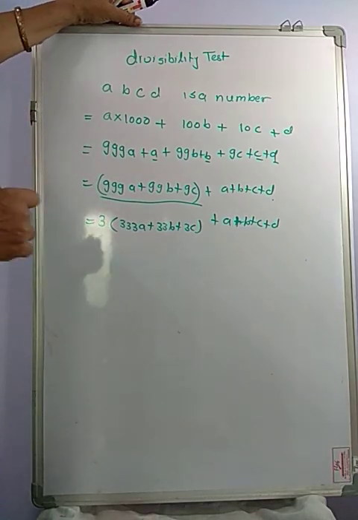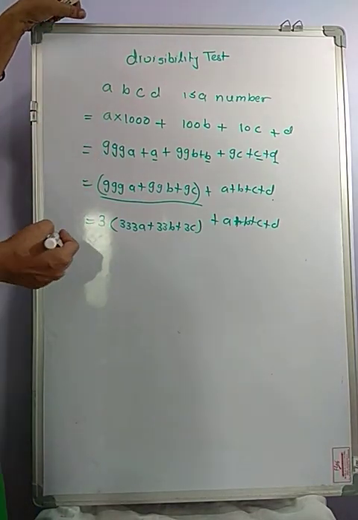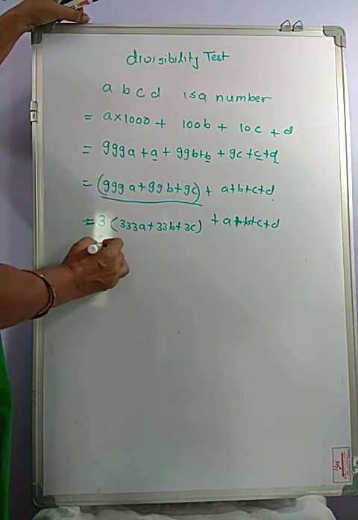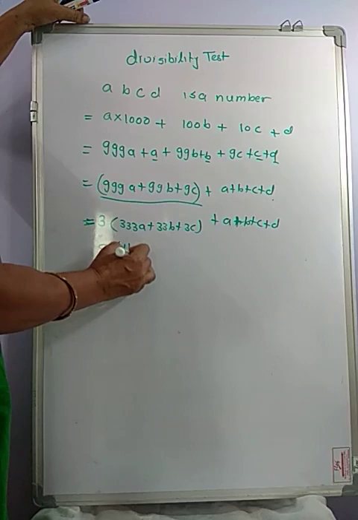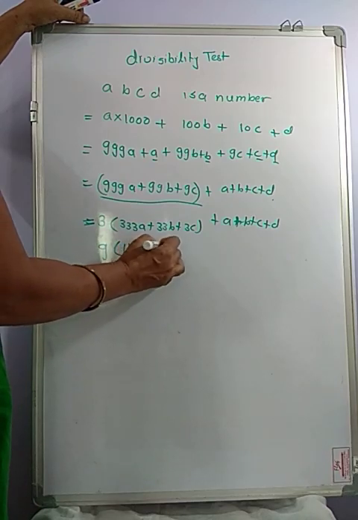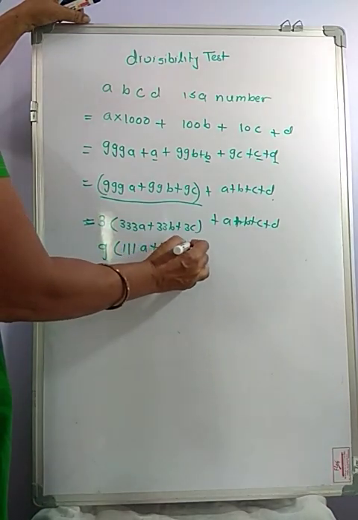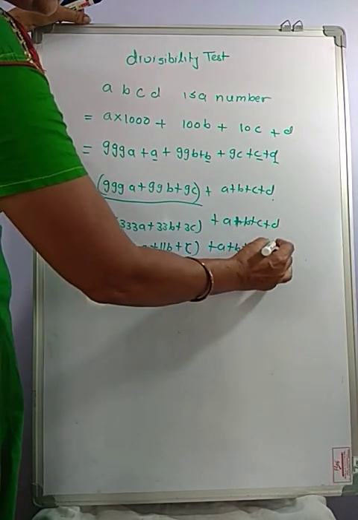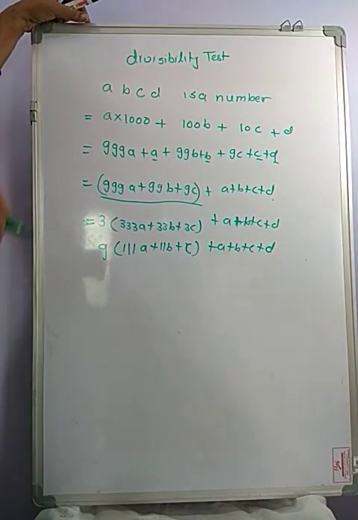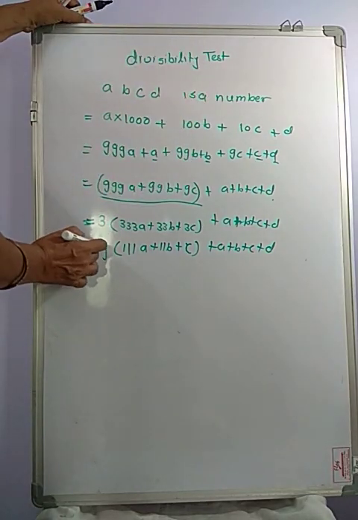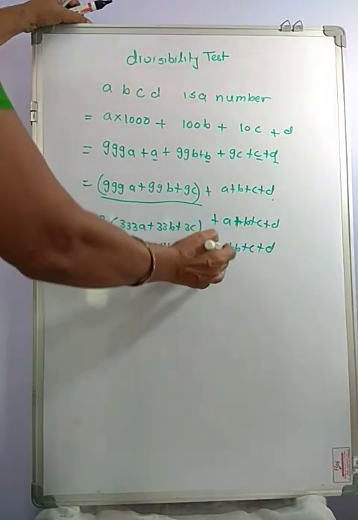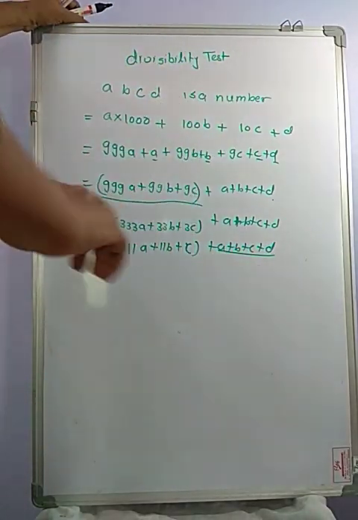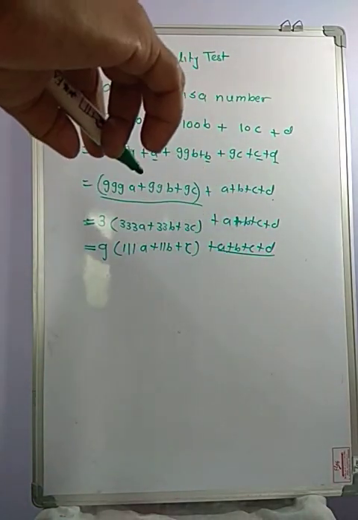This can be taken further to 9. We can take 9 common. It can be written as 9 into (111A plus 11B plus C) plus A plus B plus C plus D. Now if the sum of the digits, A plus B plus C plus D, is divisible by 9, then the whole number will be divisible by 9.